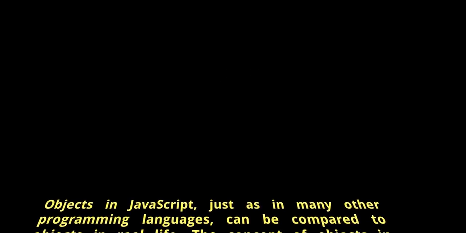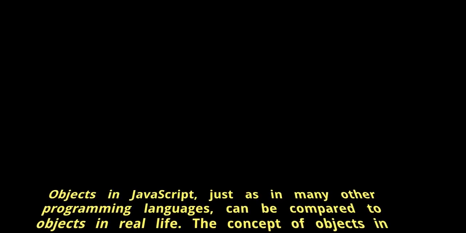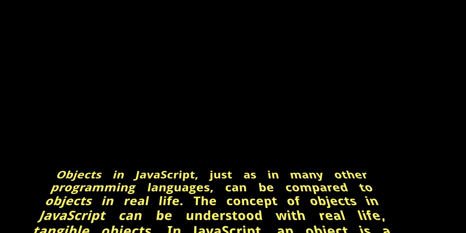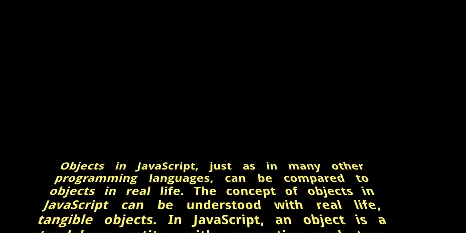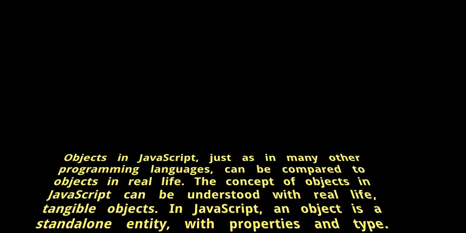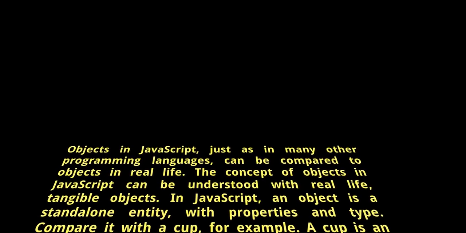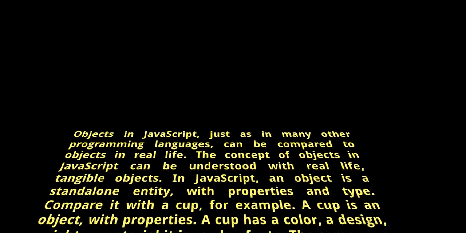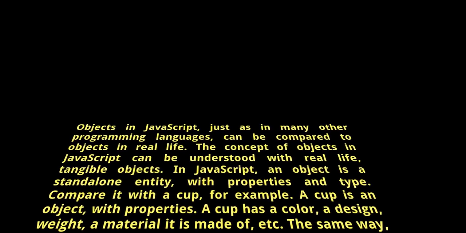Objects in JavaScript, just as in many other programming languages, can be compared to objects in real life. The concept of objects in JavaScript can be understood with real-life, tangible objects. In JavaScript, an object is a standalone entity, with properties and type. Compare it with a cup, for example.